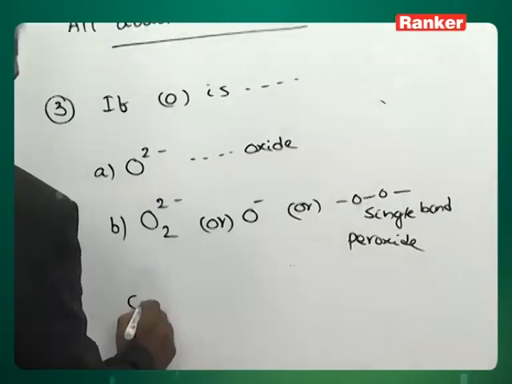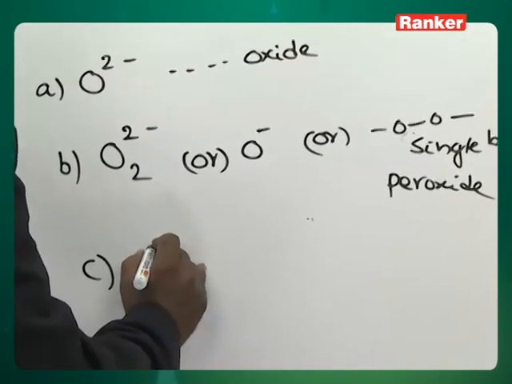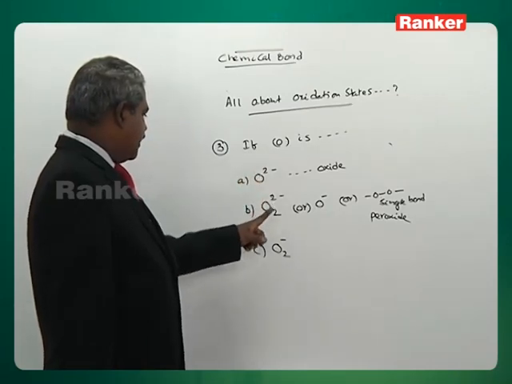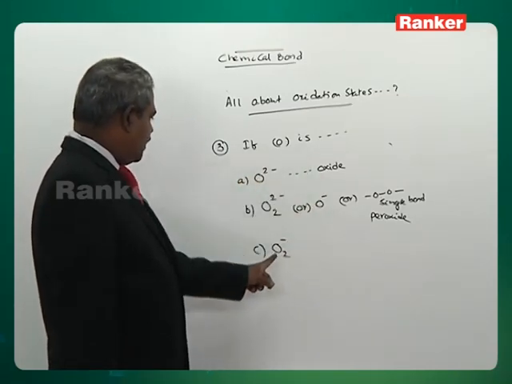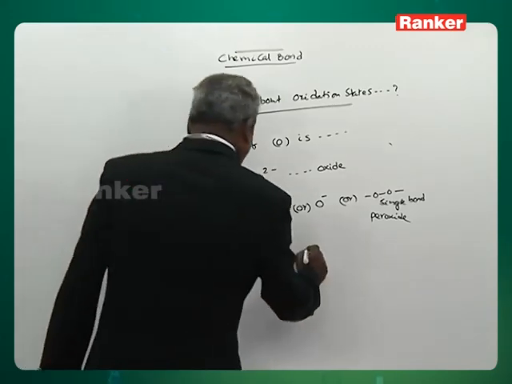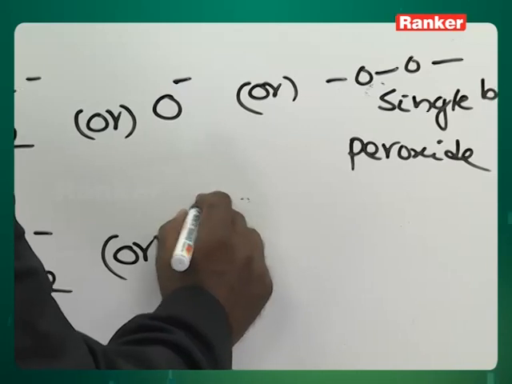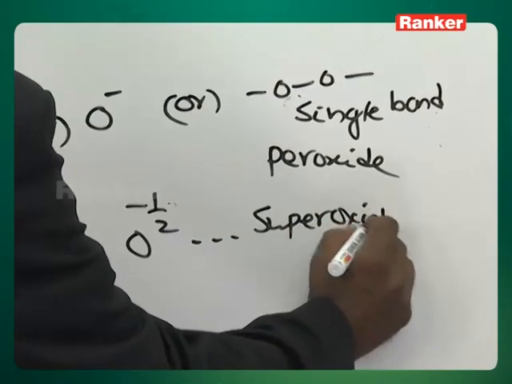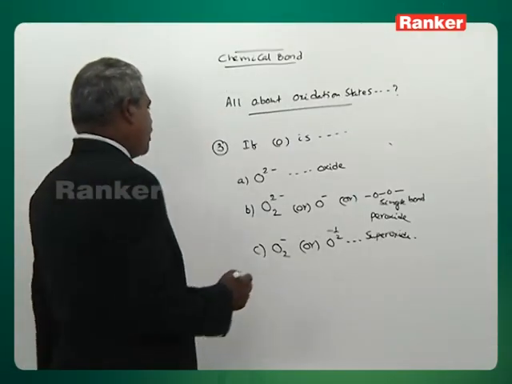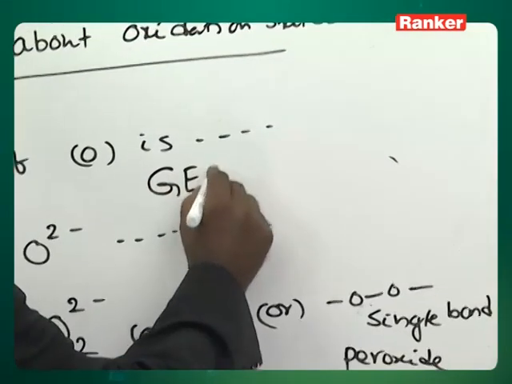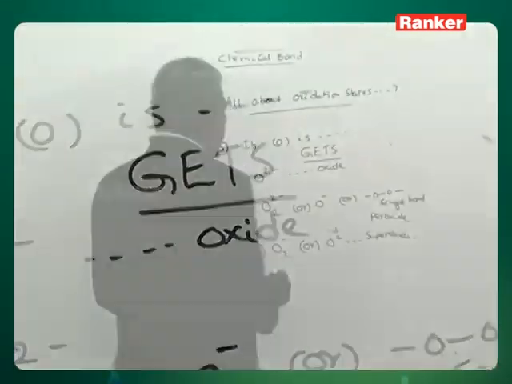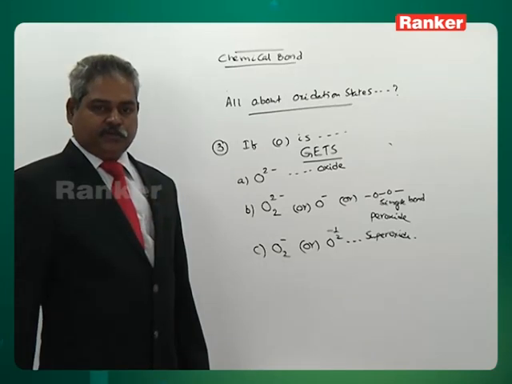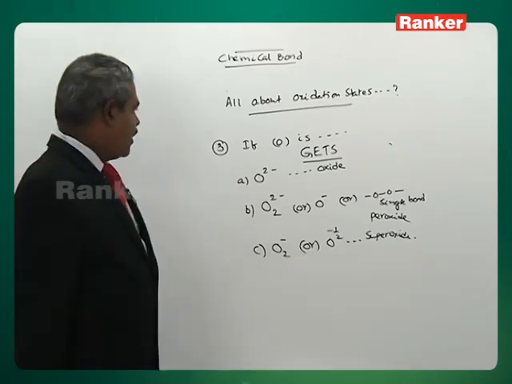And if oxygen gets minus half, that is O2 minus 1, here 1 oxygen gets 2 electrons, here 1 oxygen gets 1 electron, here 1 oxygen gets half electron only, or oxygen minus half, it is called a superoxide. There is the matter. If oxygen gets is the word I have been repeatedly using. It doesn't depend on what you give to oxygen. What oxygen gets is what matters. What oxygen gets by virtue of others.